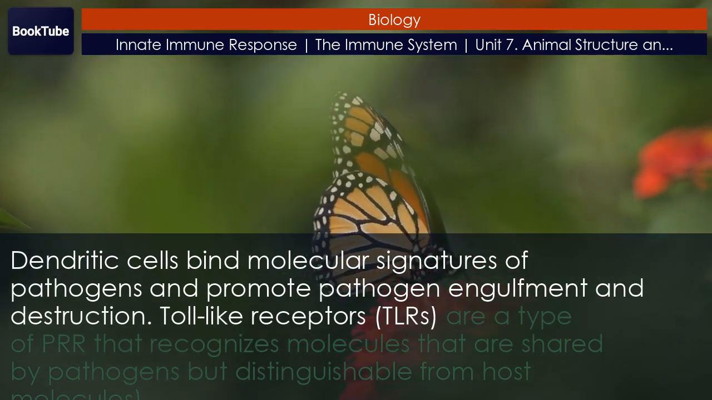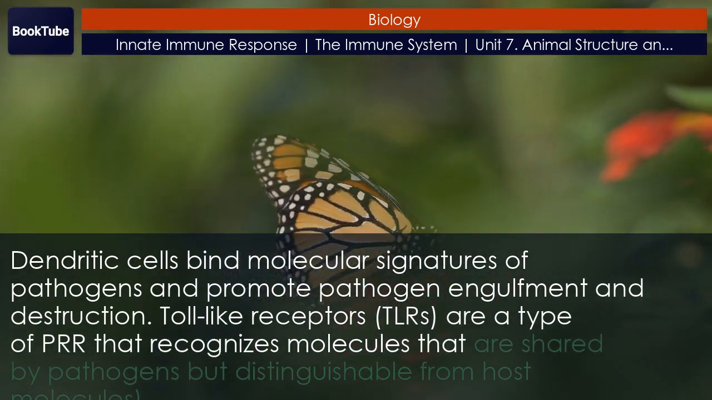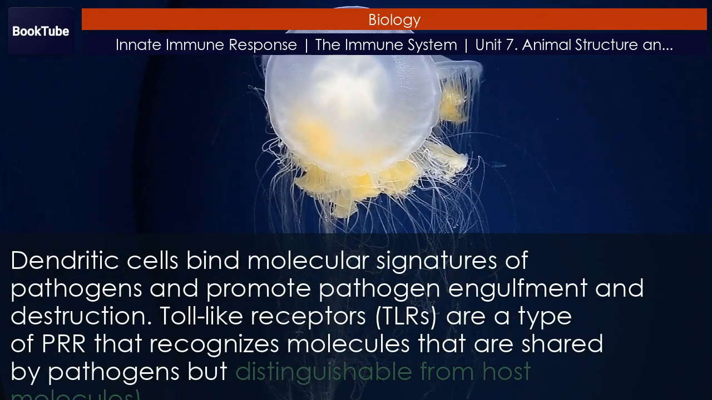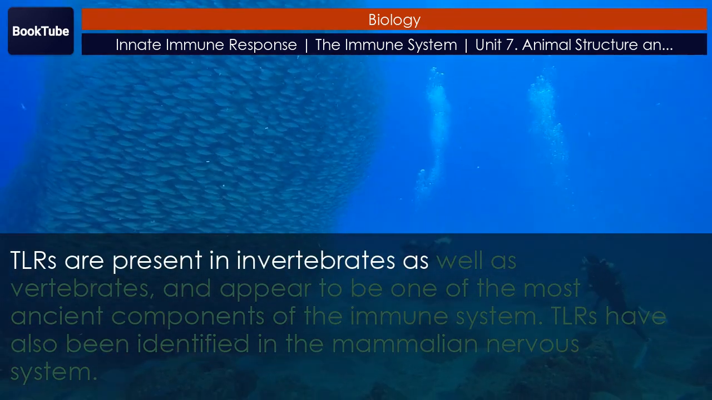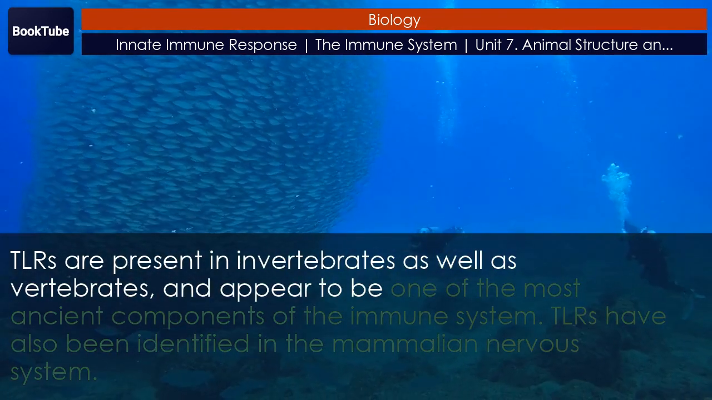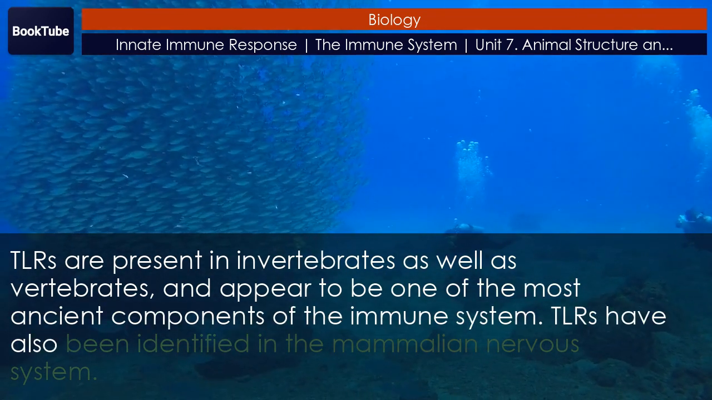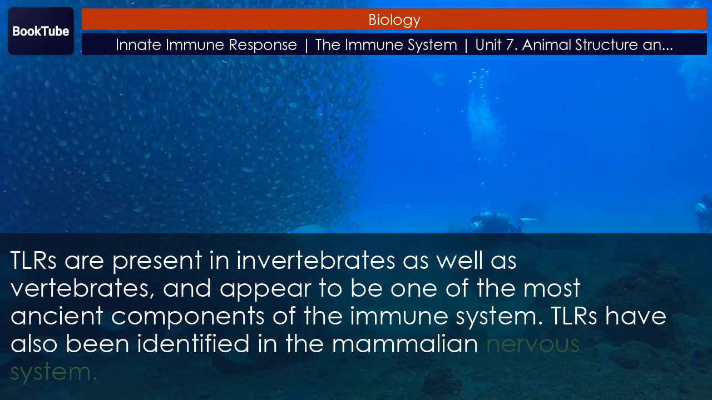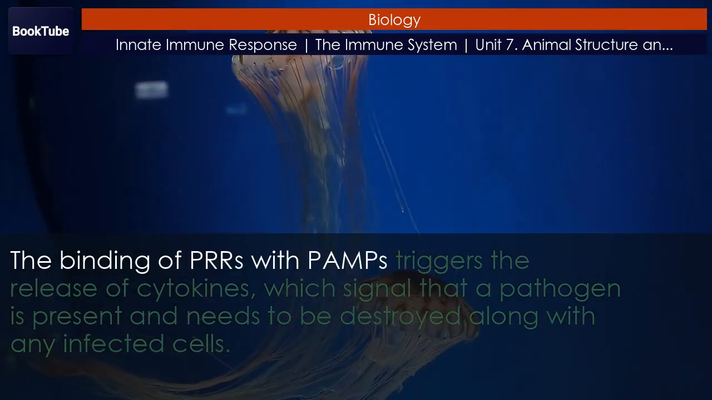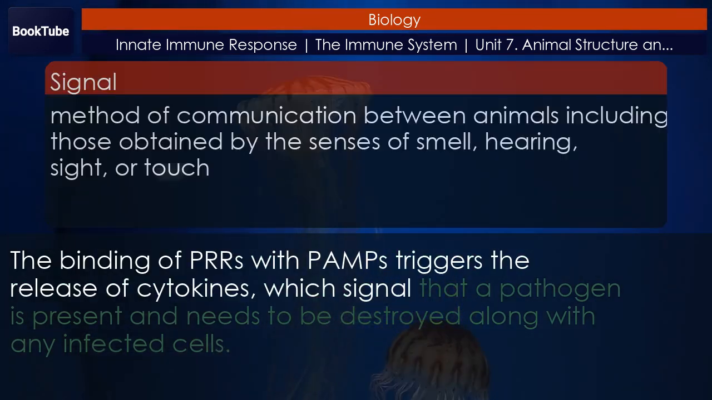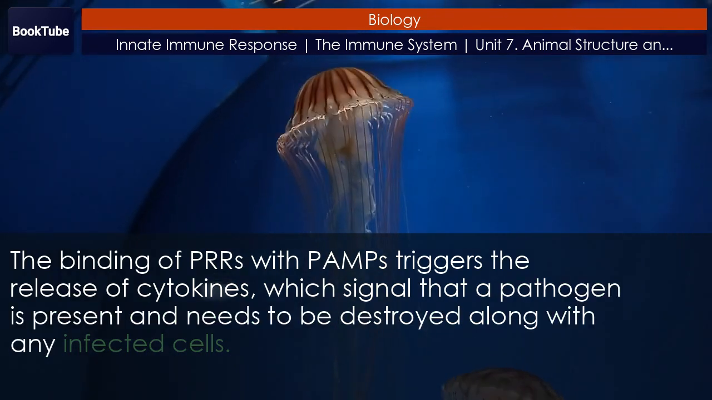Toll-like receptors, TLRs, are a type of PRR that recognizes molecules that are shared by pathogens but distinguishable from host molecules. TLRs are present in invertebrates as well as vertebrates and appear to be one of the most ancient components of the immune system. TLRs have also been identified in the mammalian nervous system. Cytokine release. The binding of PRRs with PAMPs triggers the release of cytokines, which signal that a pathogen is present and needs to be destroyed along with any infected cells.